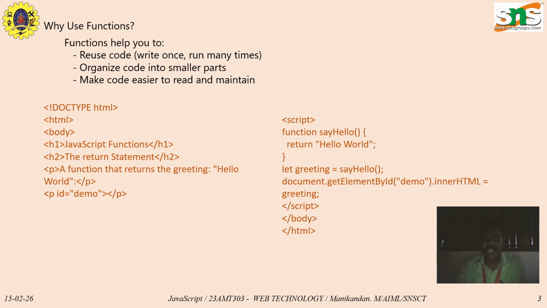When we call the function, let greet equal to say hello. While calling, the function will run and return the statement hello world. It will be displayed inside the paragraph tag, that is demo.